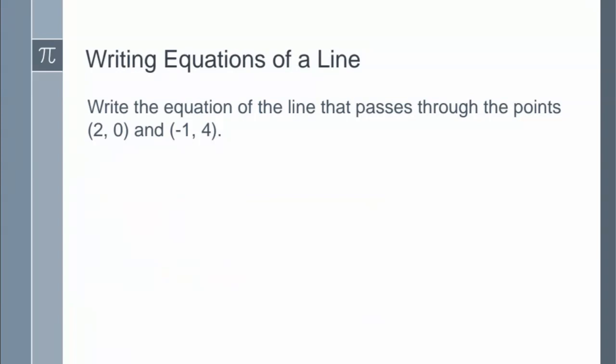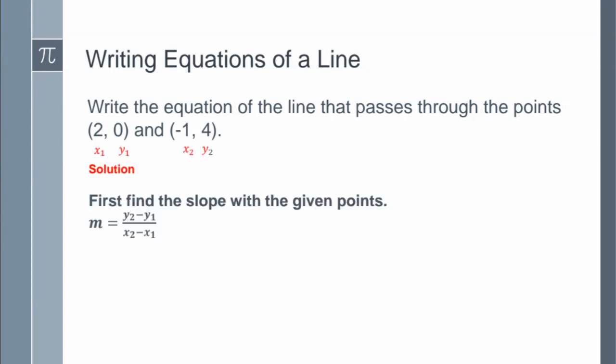And if they don't, do they give me enough information to find the slope? And in this case, they do give me enough information to find the slope. And then the second question is, do I have a y-intercept? Okay, so let's go step at a time. So first we'll find the slope. So I'm going to substitute my values into the equation.